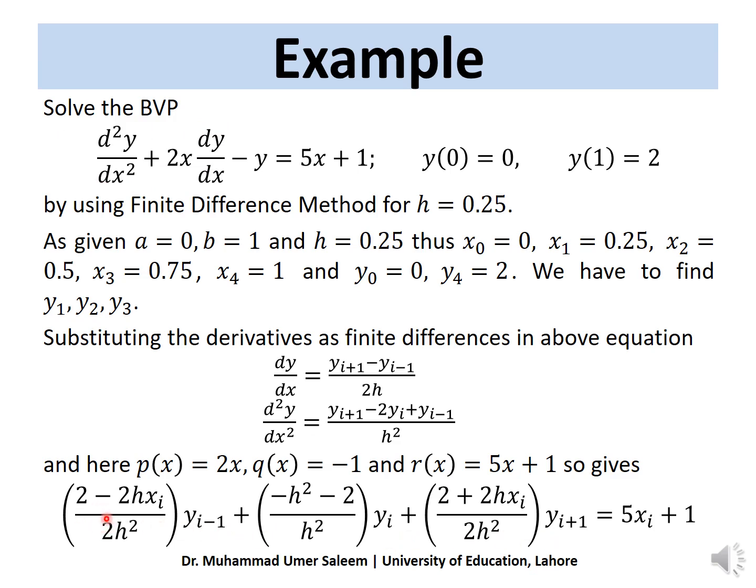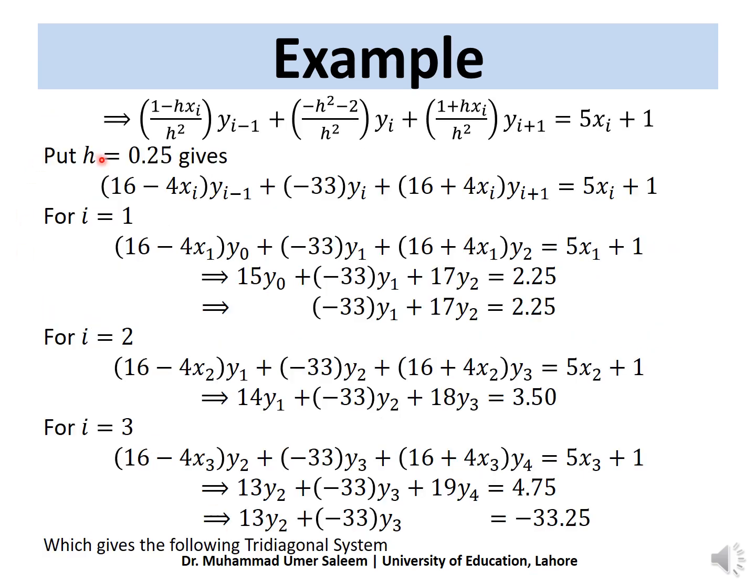Since I am using the general form, I first substitute the px, qx and rx values. Now we also know the value of h, so we can substitute it. h is 0.25 and you will get the following form. This is arranged in the form of yi minus 1, yi, yi plus 1. So putting h equal to 0.25, this ends up in the form of this system.